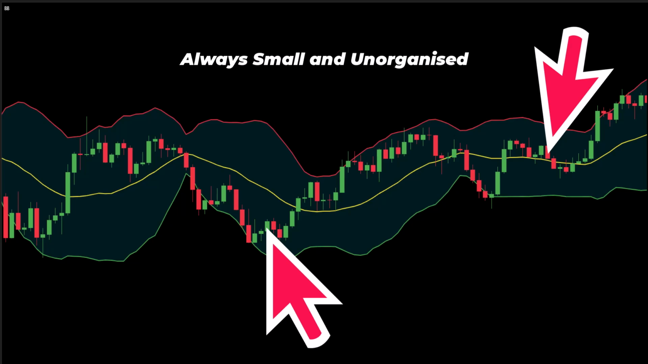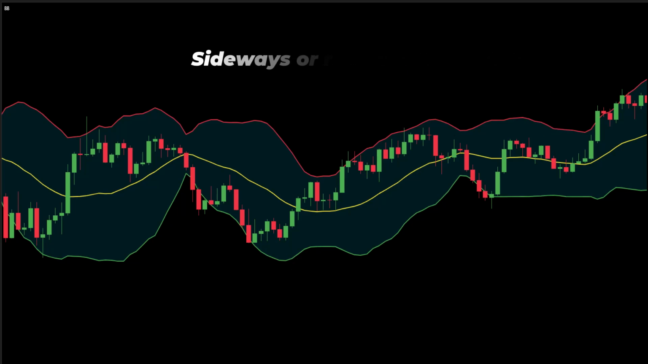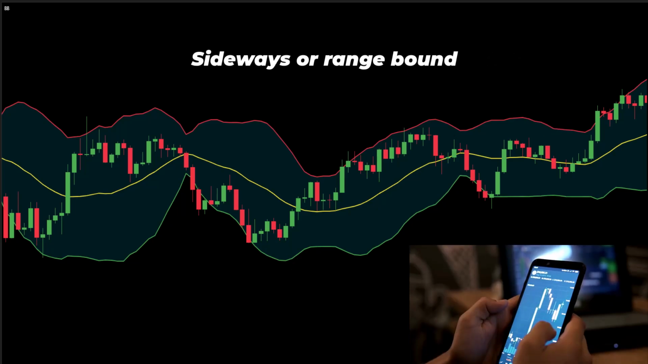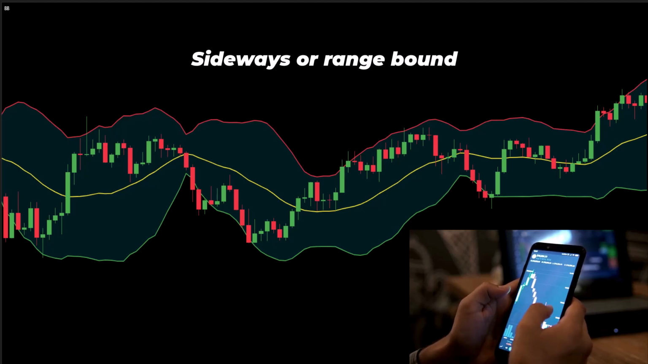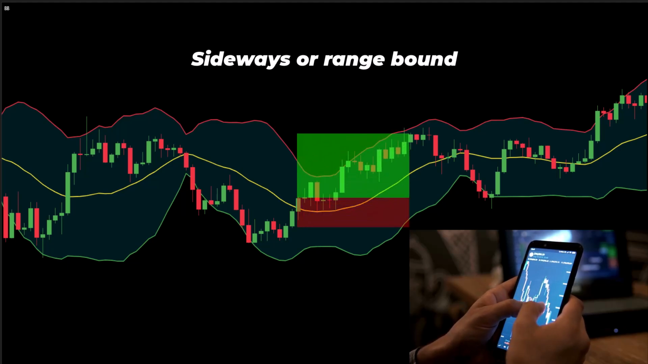These conditions are often referred to as sideways or range-bound markets. Trading during such times can be challenging since price movement is minimal. However, because the market behaves in a somewhat predictable manner, small calculated trades can still be taken with proper strategy.